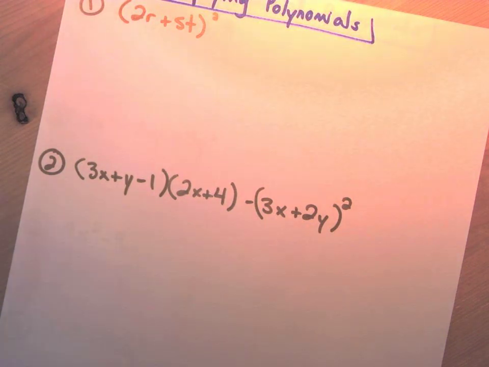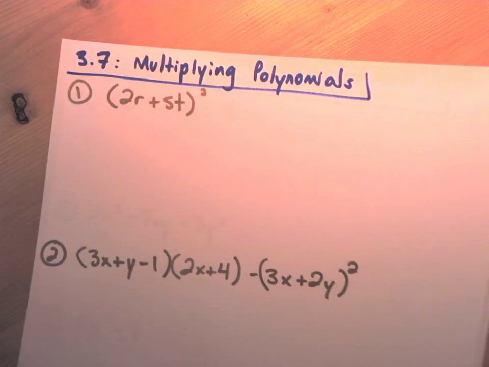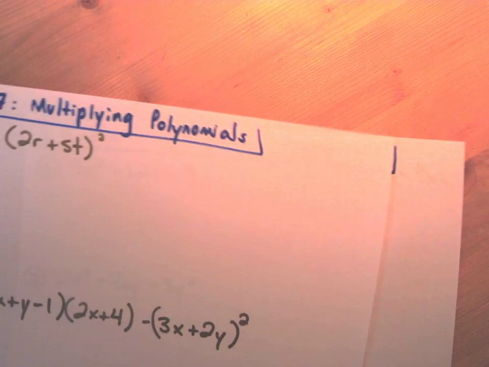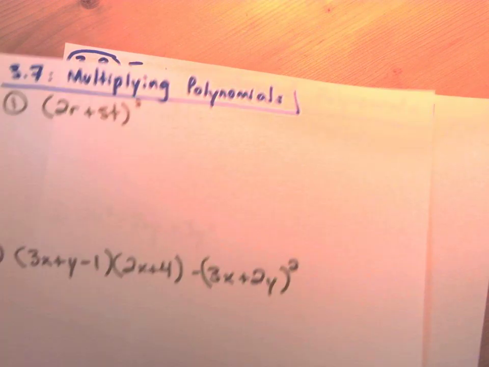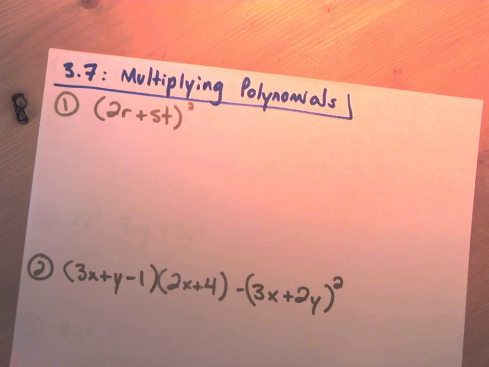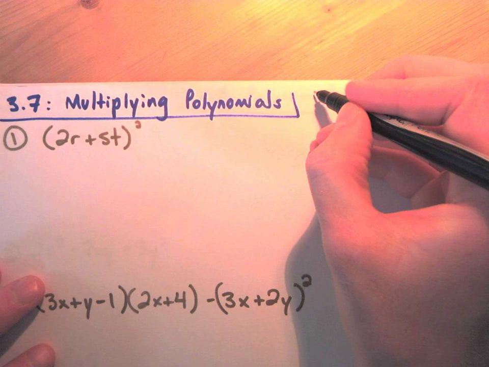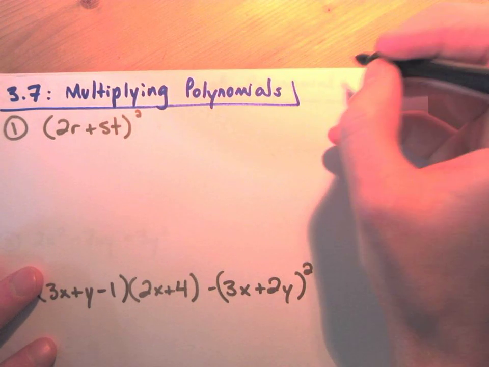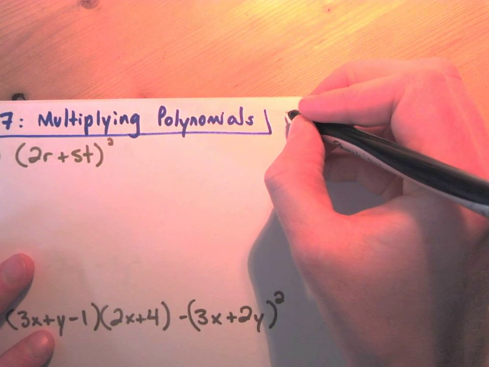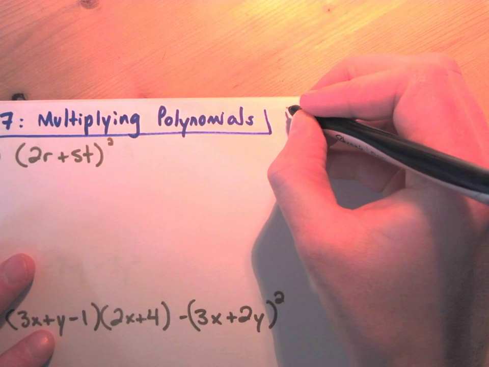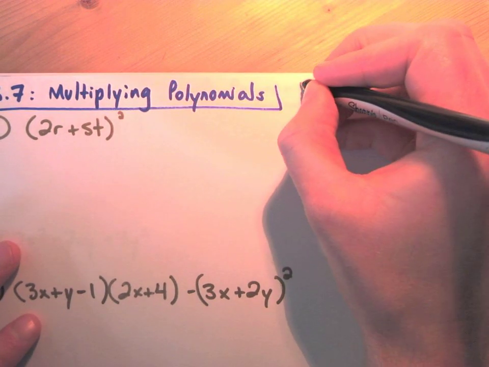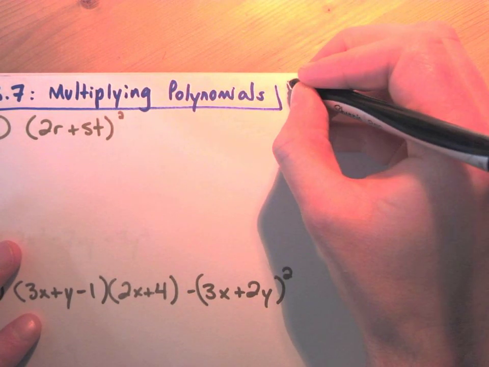All right, good afternoon. This is going to go over the end of Chapter 3 review. It's kind of 3.7, 3.8, just those two parts. We just went over how to factor GCF, greatest common factor, out of polynomials. So greatest common factor is the first one.